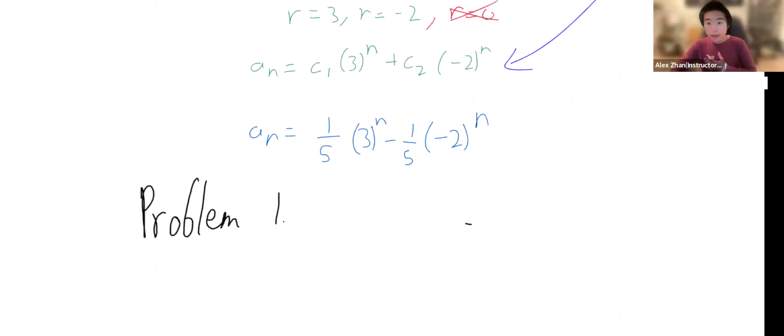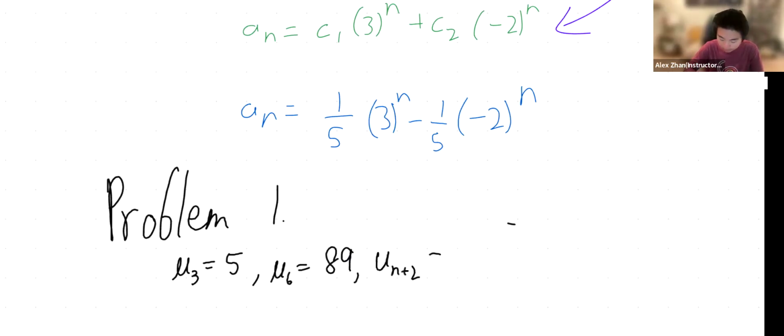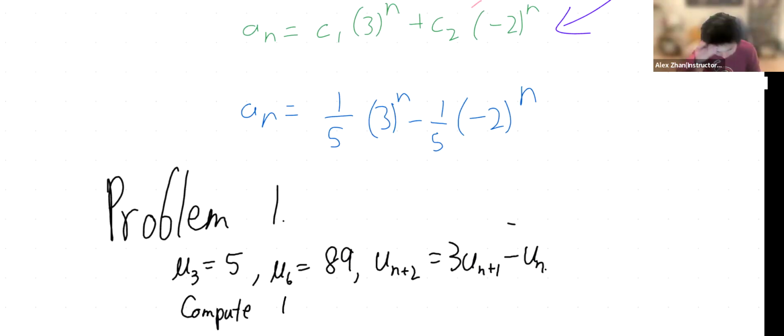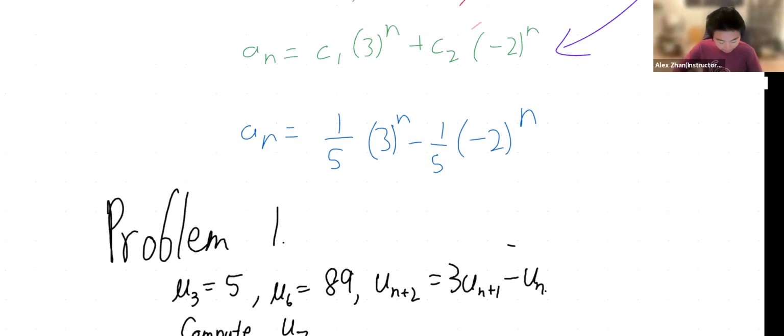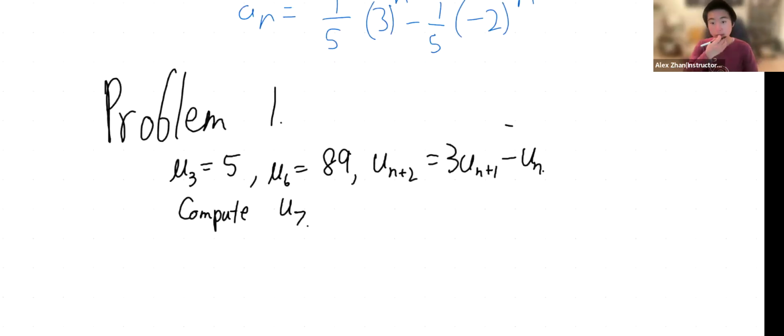Okay. So the question will be, let's say we're given a sequence, U3 equals 5, U6 equals 89, U(n+2) equals 3 U(n+1) minus U(n). And the question is compute U7. Does anyone have any ideas on how to solve this one? It is actually sort of similar to one of the earlier ones we've done. Assign variable. Okay, yeah, has anyone solved it yet?